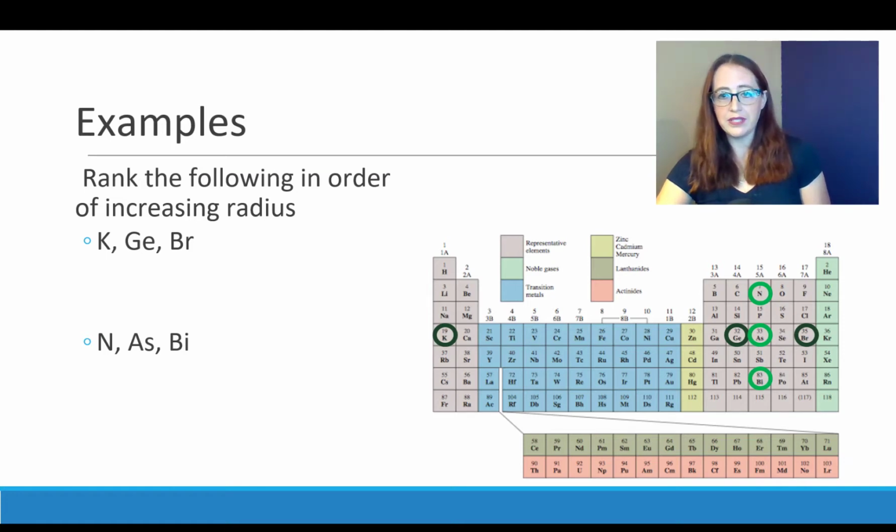Let's do two examples. Pause the video now and use what we just discussed to work through these, if you're able. If you get stuck, or once you've finished, come back, hit play, and we'll walk through them together. I've circled the elements to help you find them a bit easier.